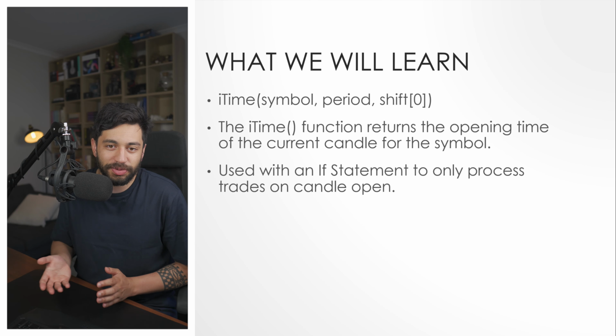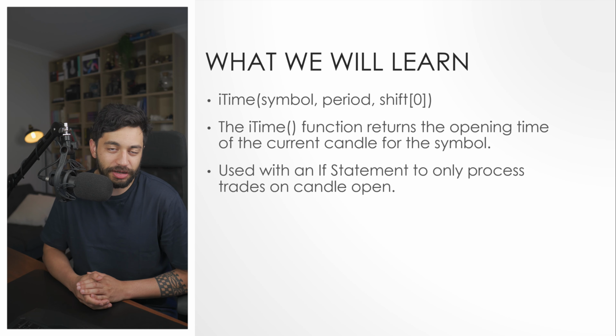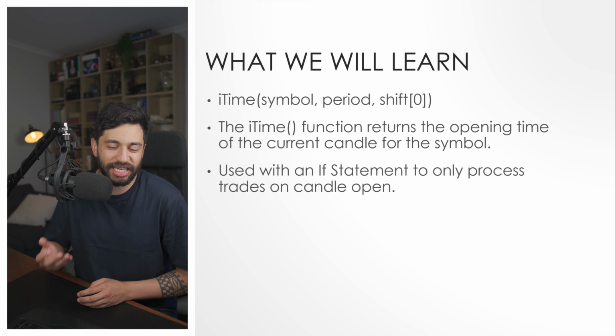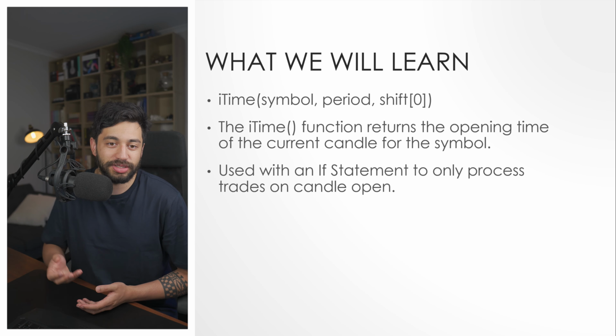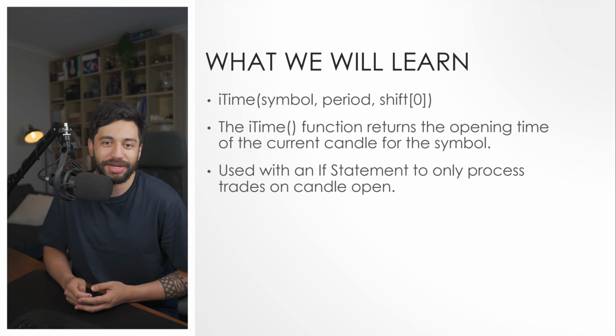Now, again, this is what we're going to be learning. However, we are going to be taking a look at the iTime function more specifically today, which takes a symbol, a period, and the shift. And the shift is just a translation to the left, or in the past, on how many candles you want to translate to. Normally, this would be a shift of 0 because the current candle would be taking the value of 0, and we want to be trading the current candle. And so that is going to be valuable information for us.